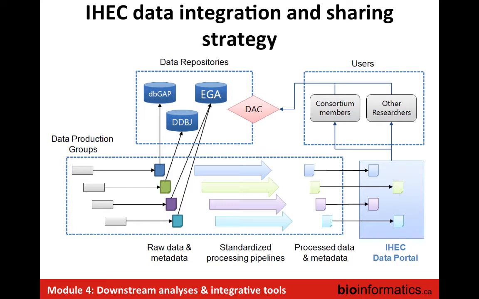This raw data is not accessible directly, it's not open to the public, because there's all kinds of, among other things, ethical considerations. Many participants wouldn't want their DNA to be in the open on the internet. So usually this data is stored under controlled access, such as EGA, dbGaP, DDBJ in Japan, and so on. It's possible for anyone to access this data.